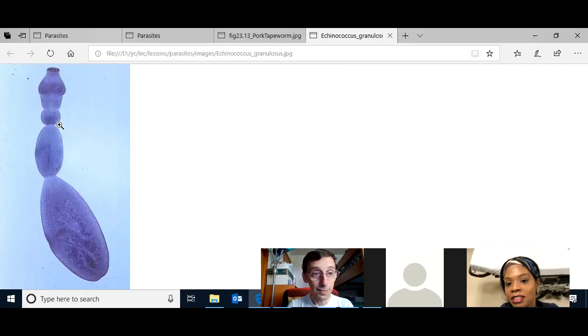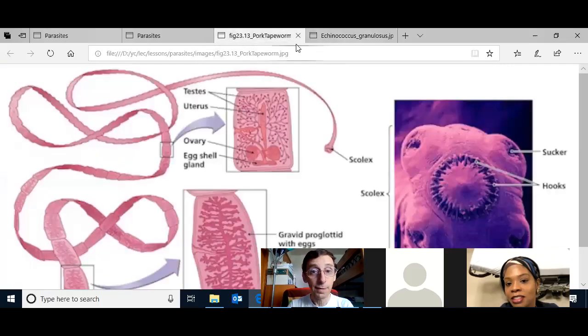And you'll notice that this scolex is making a new proglottid. When this new proglottid is finished, this gravid proglottid will break off and be shed in the feces. And that will keep the tapeworm having 3 segments. 1, 2, 3, meaning 2 proglottids and a scolex. Any question about that? So that makes this tapeworm very different.